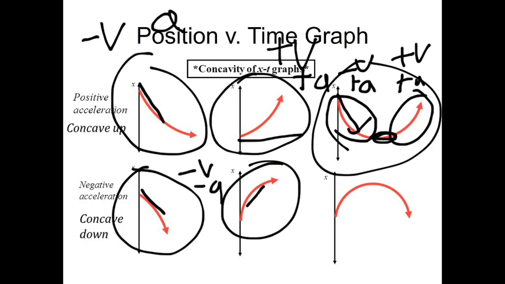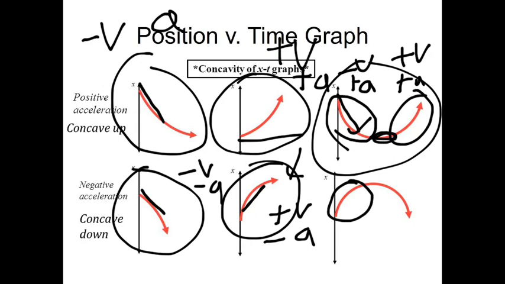This one starts off with a positive velocity. It's sloping up and to the right. But the curve is concave down, which means the acceleration is negative. So since the sign of the velocity and the acceleration are opposites, that means this object is slowing down.